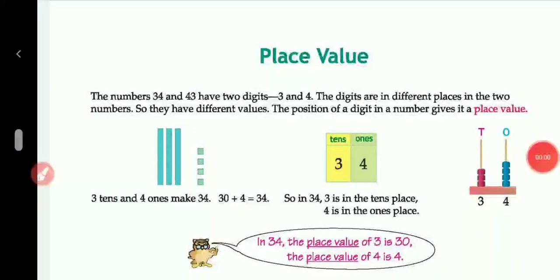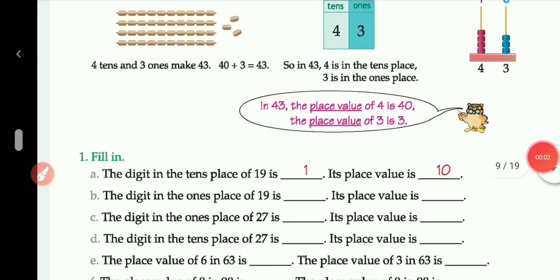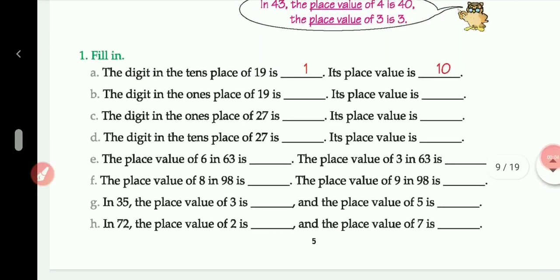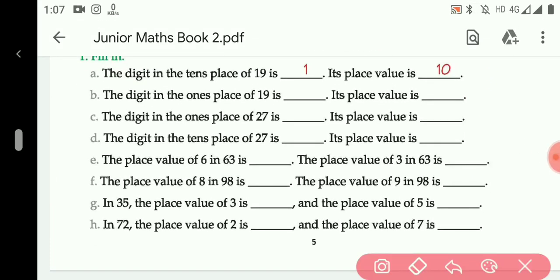Now let's move towards the exercise. Question number 1. Fill in the blanks. We will read the question first, then we will solve the answer. A part. The digit in the tens place of 19 is 1, because they have asked what is the digit in tens place of 19. The digit in tens place is 1. So the place value of 1 is 10.